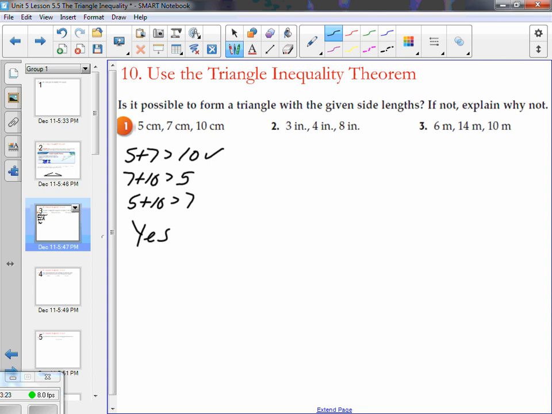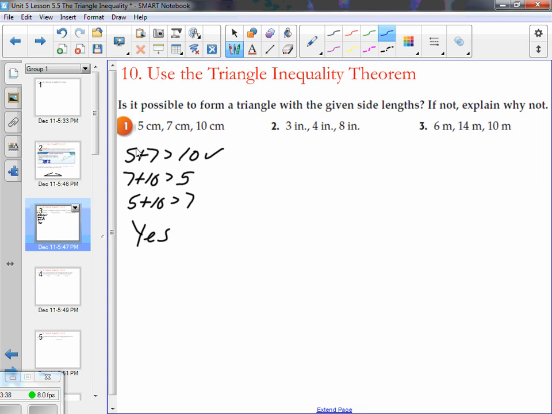In fact, once I'd done that one, didn't I kind of know the others were going to work? If I add the two shortest lengths and it's greater than the longest side, well, then the other two are going to work also. They just are. All you got to do is put yes.